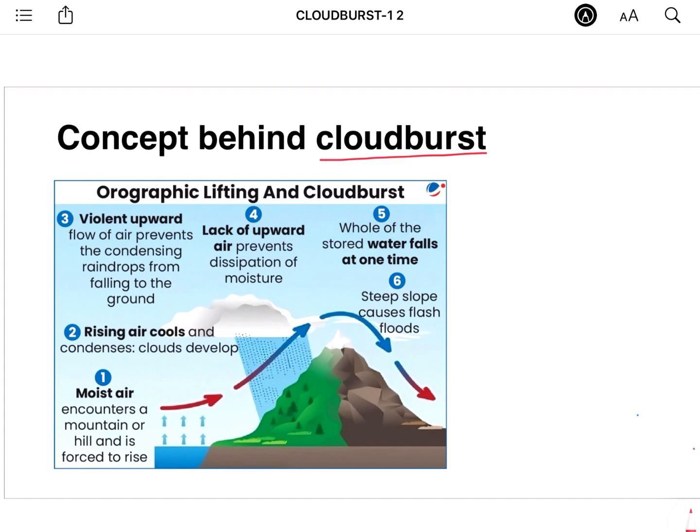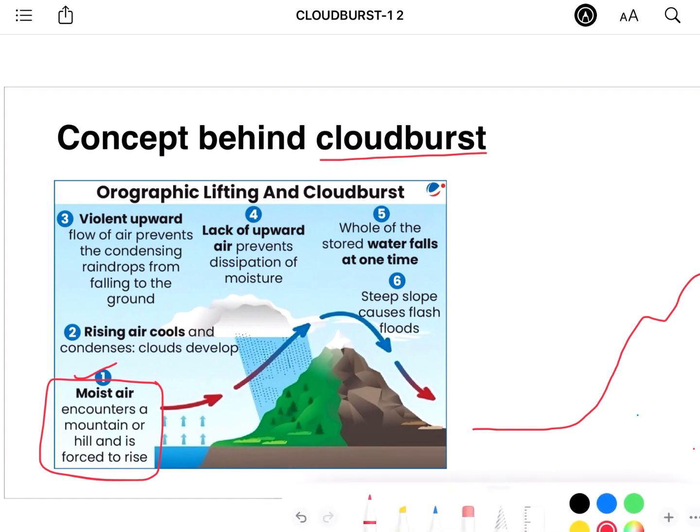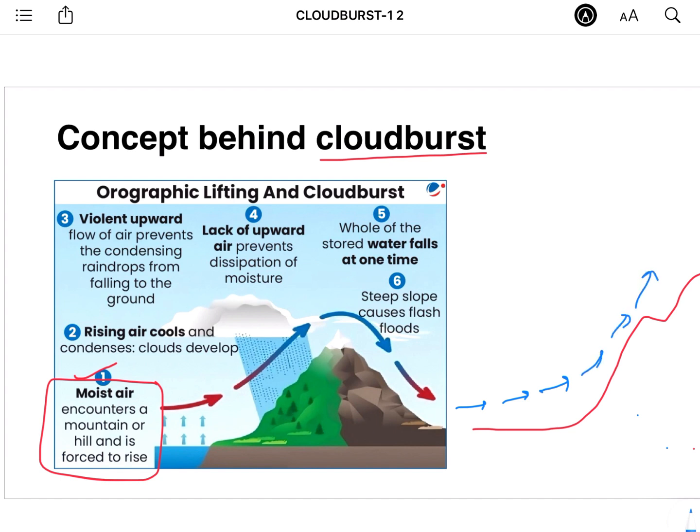What is cloudburst? For a cloudburst, first moisture is necessary. The moisture encounters a mountain or a hill and is forced to rise. So we will see here, suppose this is the plain and here is the Himalayas. The moisture coming from the Bay of Bengal and Arabian Sea merges around Agra, and then combined it further goes towards the Himalaya. When it reaches the foothills of the Himalaya, it starts rising due to the Himalaya.